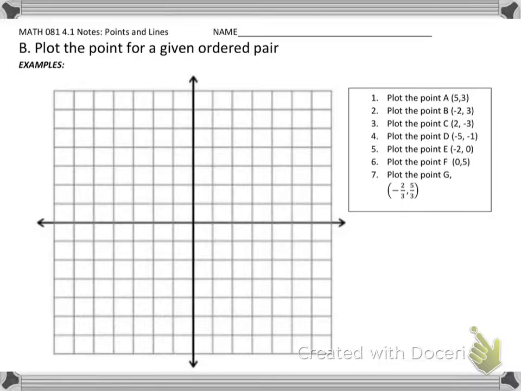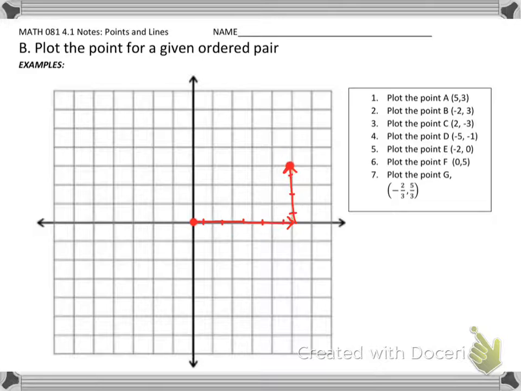So the first one asks us to plot the point A at 5, 3. So that means I go to the right. So again, starting at the origin, don't forget that. Then we go to the right 1, 2, 3, 4, 5 units. And then I go up 1, 2, 3 units, and I land right there, and that is my point A.